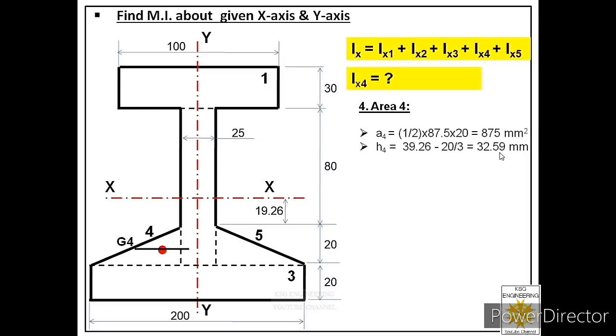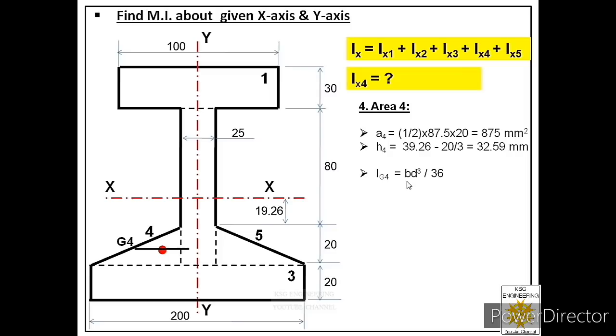Now once we get the value of h4, we know the next step is to find Ig4. What is Ig4? The area moment of inertia of area 4 about its own centroidal axis. Now we know it is a triangular area. So at the centroidal axis of the triangular area, which is parallel to its base, we have a moment of inertia of BD cubed by 36.